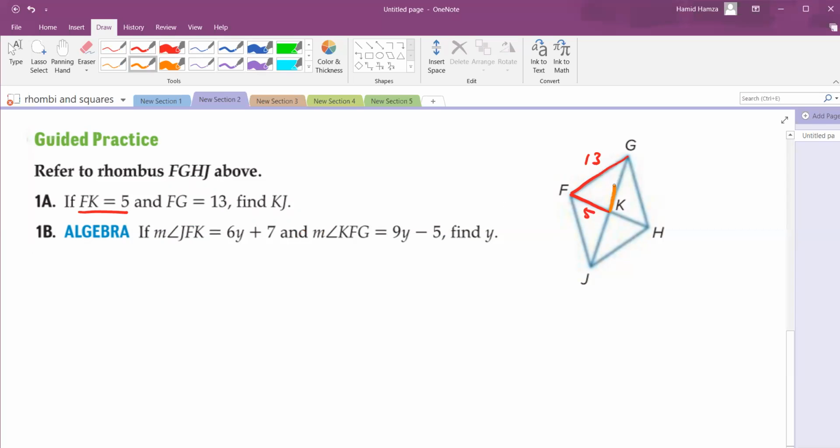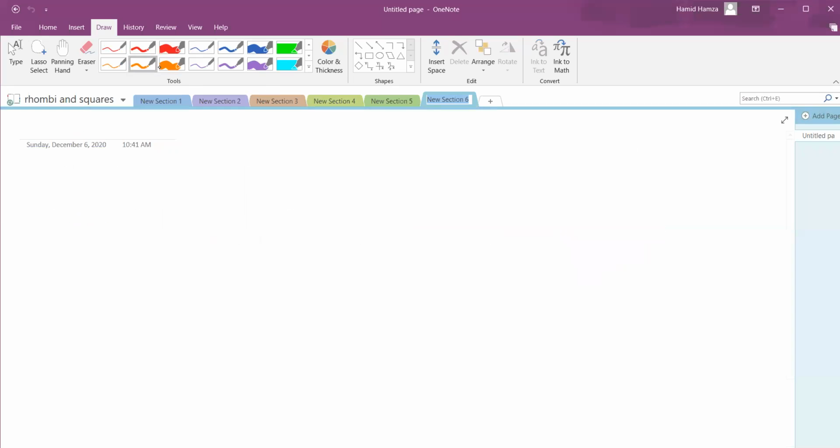So when we are working with the rhombus, guys, Pythagoras theorem will pop up. So what is the Pythagoras theorem? Let me revise it for you.